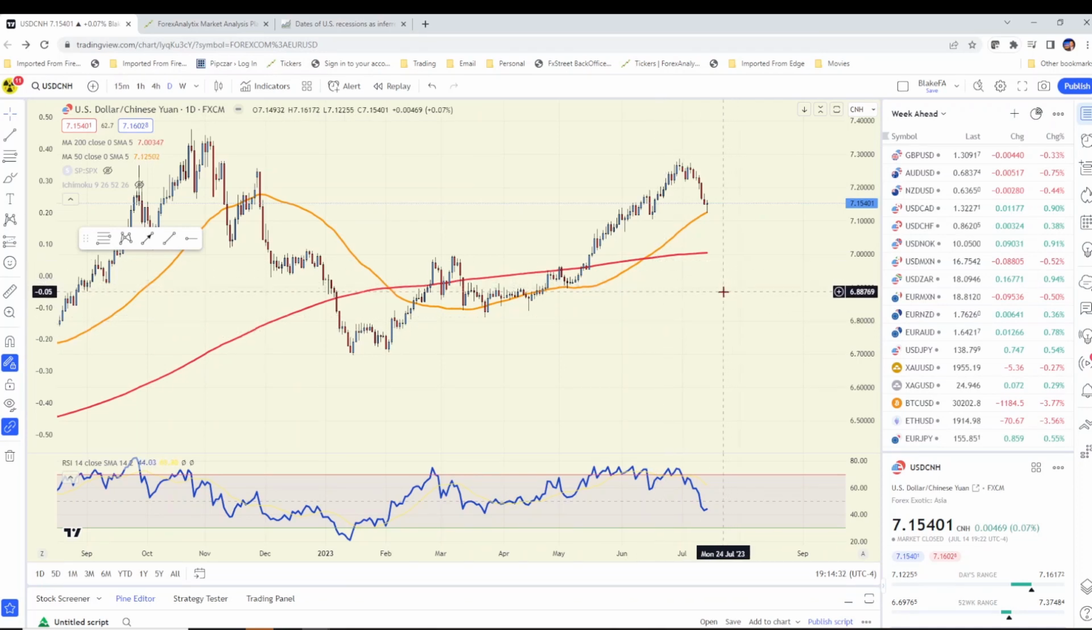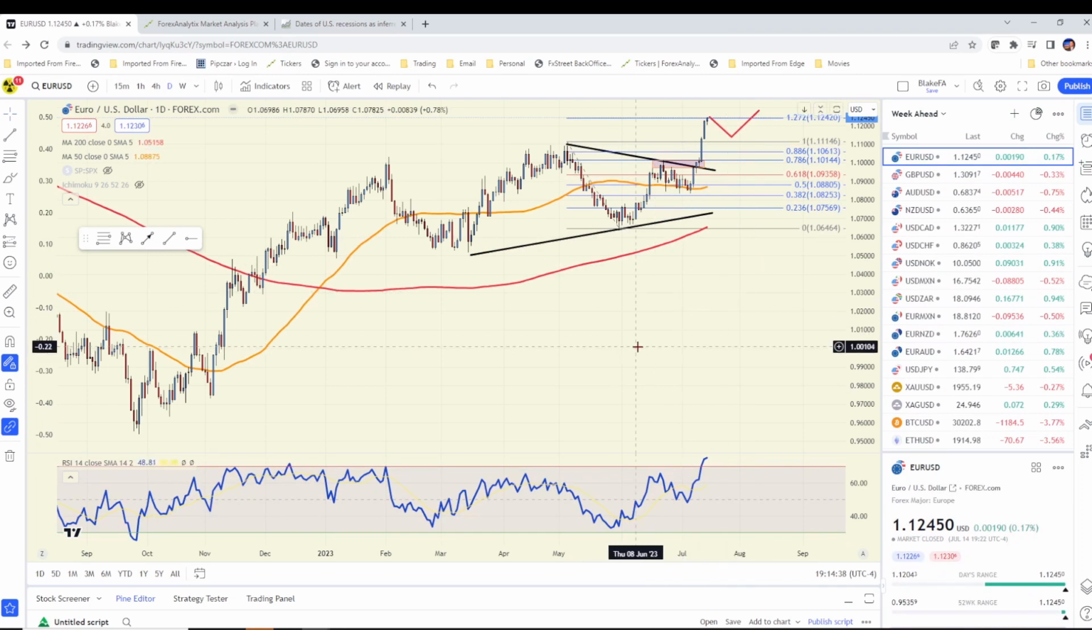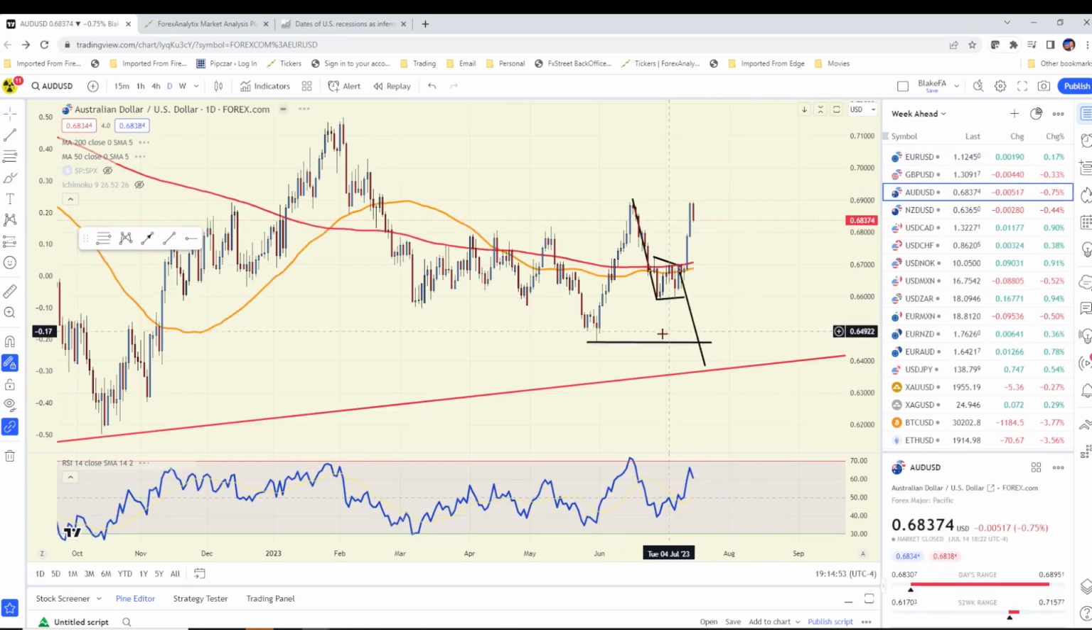If you look on Monday, we have the Empire State manufacturing data in the U.S. that could move a little bit of the market. We don't have a whole lot of data this week because the FOMC is this next week, but we'll be watching that data as well. We have on Monday night in the U.S., but actually it's Monday morning in Australia, we have the monetary policy meeting minutes.